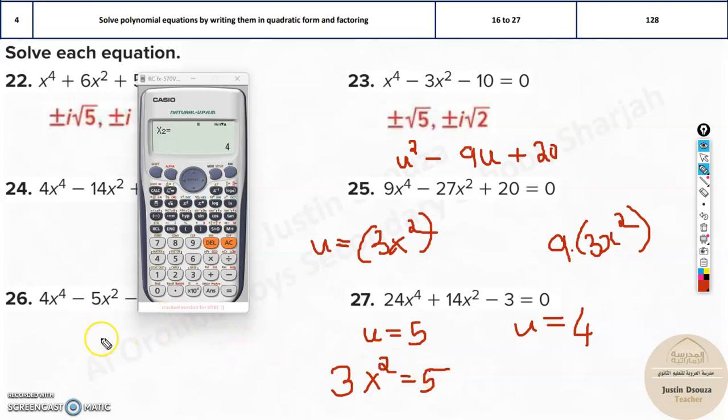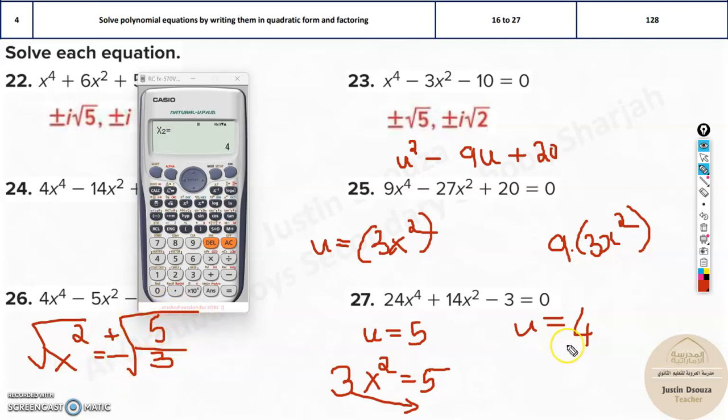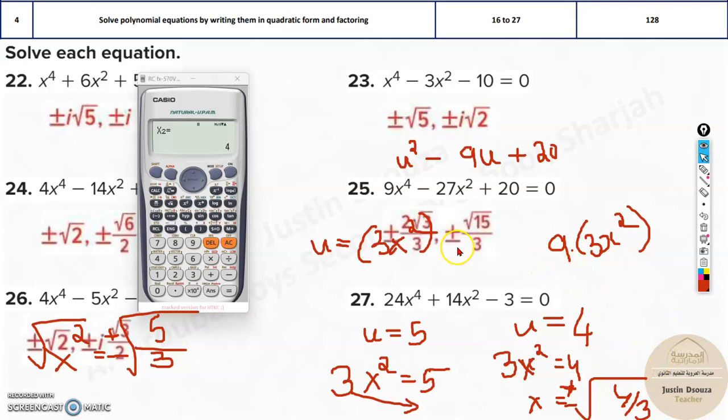I'll do it over here. Take this 3 to the other side. It's going to be x squared equals 5 by 3. Now if you have to remove the square, take the square root on both sides. So the answer will be root 5 by 3. Plus or minus is important. And over here as well, 3x squared equals 4, so x would be equal to square root 4 by 3, plus or minus. Because whenever we have even roots, even radical symbols, it is always plus or minus. So that would be the answer.